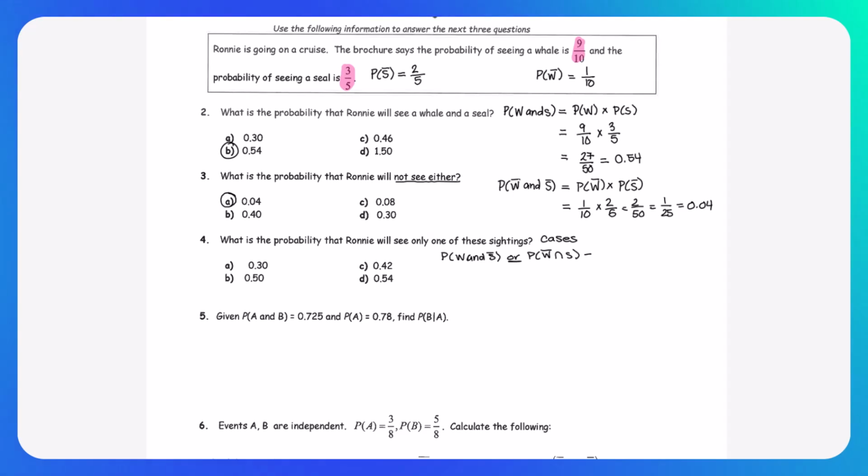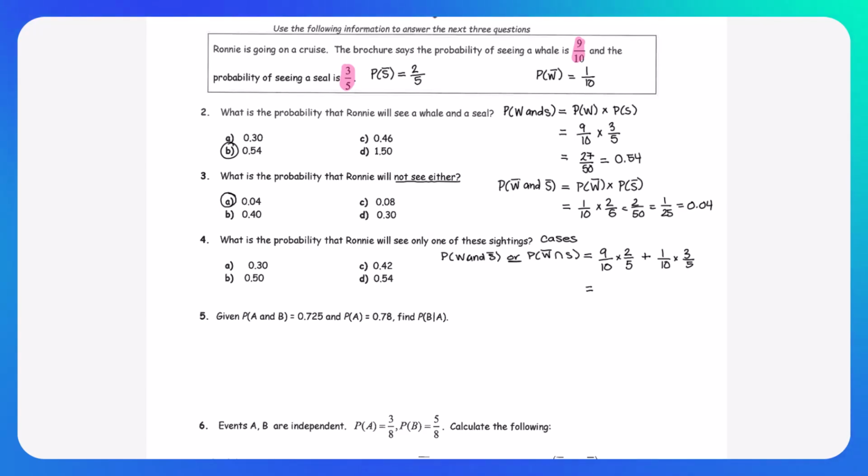So when we do that, we're going to say, what is the probability of a whale and no seal? Well, because they're independent events, the probability of the whale is 9 over 10 times not a seal is 2 over 5, plus the probability of not a whale, which is 1 over 10, times the probability of a seal, which is 3 over 5. So remember that the ands are multiplies, the ors are adds.